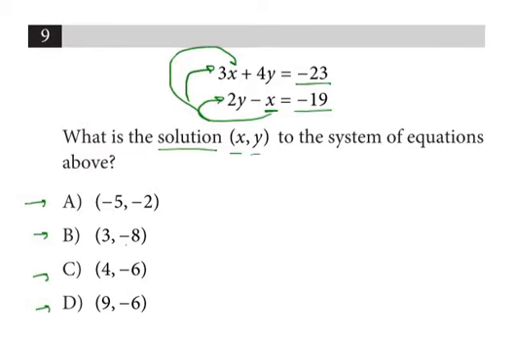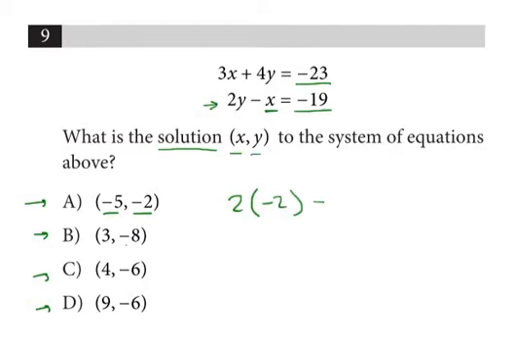So for A, our x is -5 and our y is -2. So let's plug that into these equations that we have here. So for this equation, let's try with this one. That one, we have 2 times -2 minus -5. What does that give us? Well, that gives us -4 plus 5. Does that equal -19? Nope. So we just cross that out. I'm not even going to try with the rest of it.